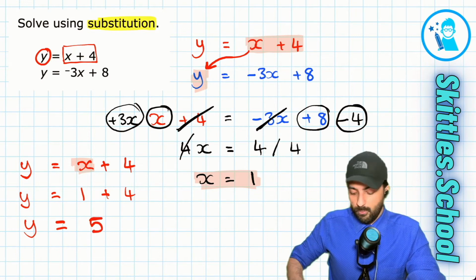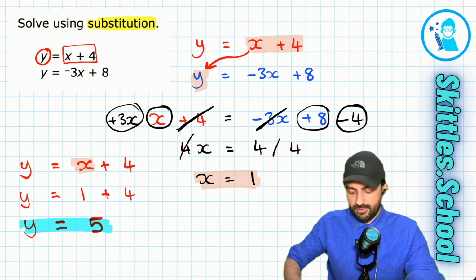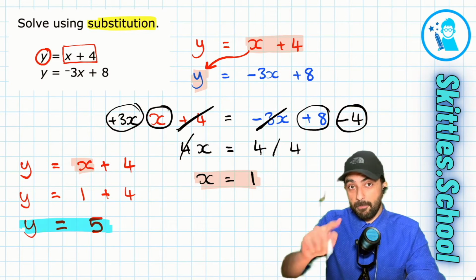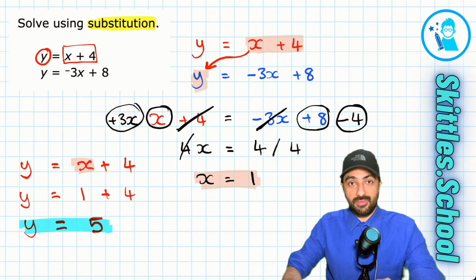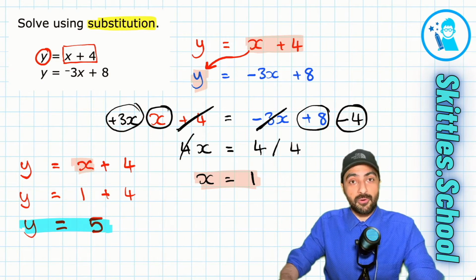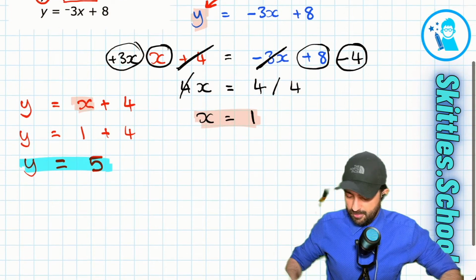So now we've worked out y. We've got y is 5. We've also got x is 1. But how do we check if they're correct? What we can do is we can sub them both into the second equation. And if the equation works, we know we've got it correct. So let's try that. Let's get some new page on this paper.